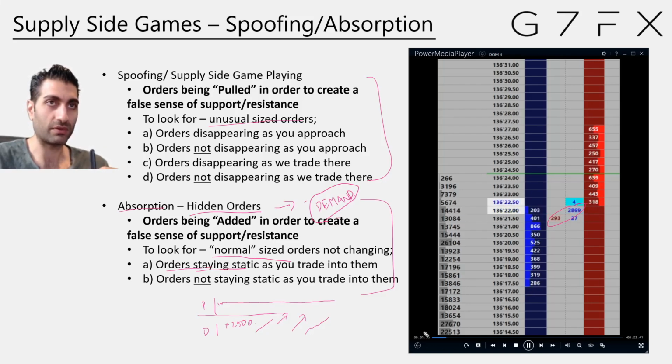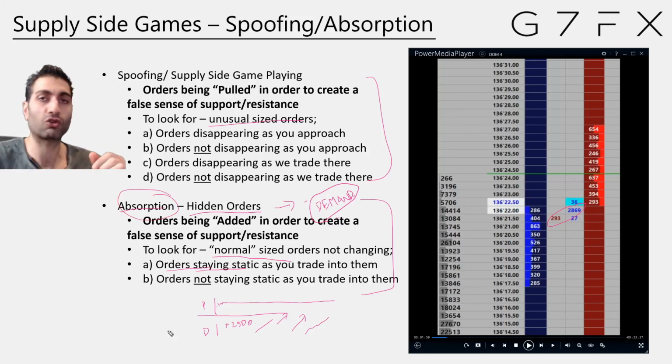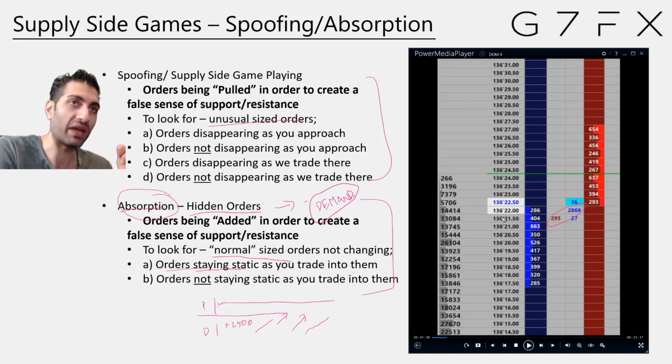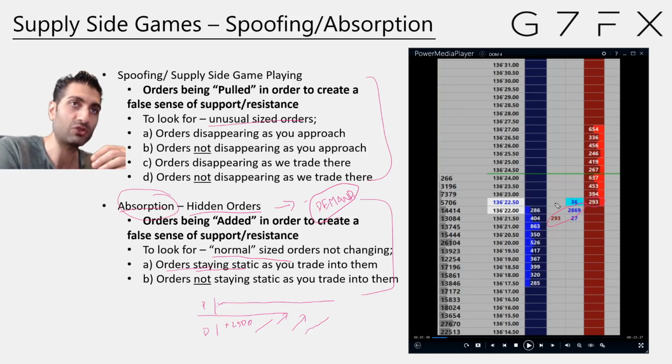Okay, so I'm going to pause it there and end the example. And this is the type of stuff I want you to look for in terms of absorption. I really want you to watch the depth of market and look for absorption where it's just a normal price level, right? So for example, whatever it was between 250 and 300. And if 250 to 300 trade there, normally it will move up, right?